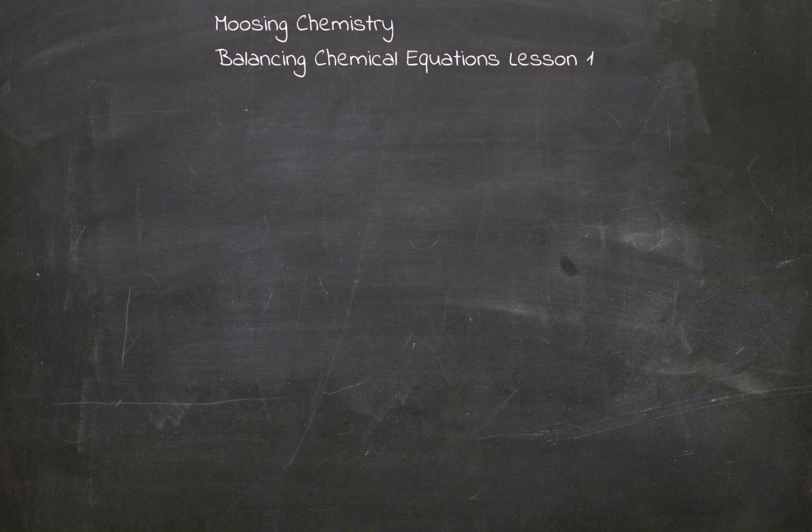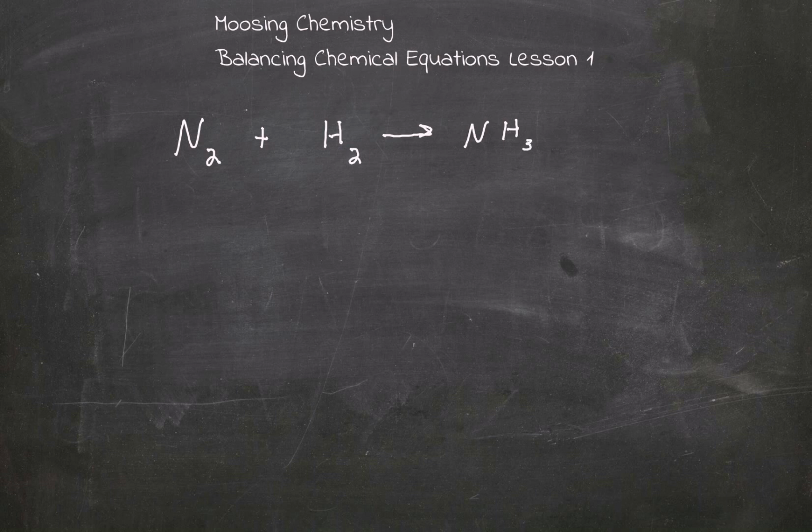In this lesson, we're going to be dealing with balancing chemical equations. So we'll start off with a very simple equation, which is going to be nitrogen, which is diatomic, plus hydrogen, which is also diatomic. And that's going to give us a new compound, which we're going to call nitrogen trihydride.